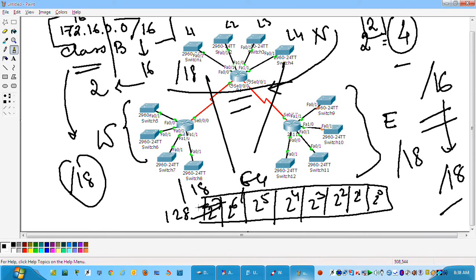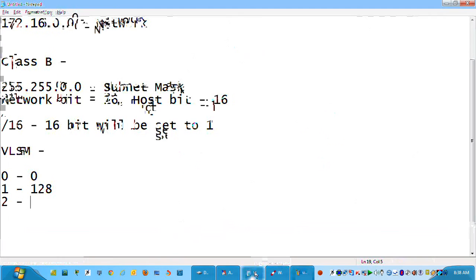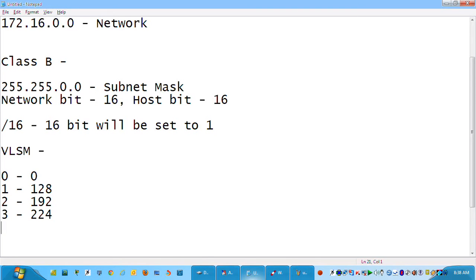If one bit is set to 1 and the remaining bits are all 0, it will be 128. In that way, if it is 1 1 and the remaining bits are 0, 128 plus 64, it will be 192. For 3 bits, it will be 224. If you add 32 more, it will be 240. Then for 5 bits, it has to be 248.